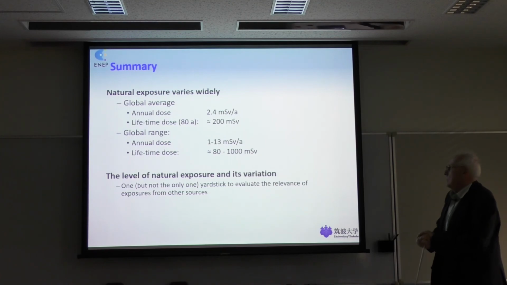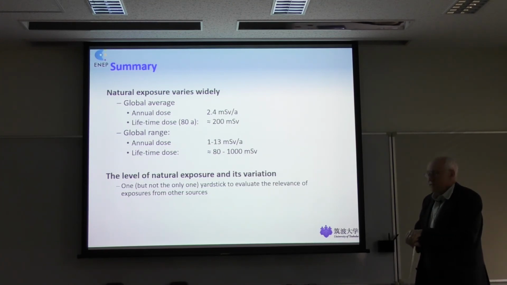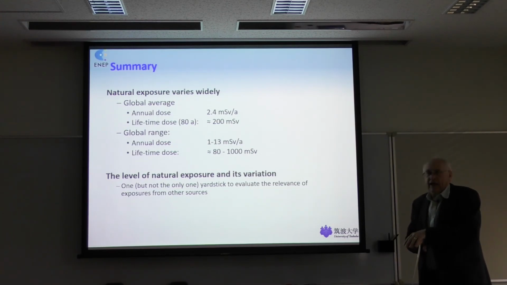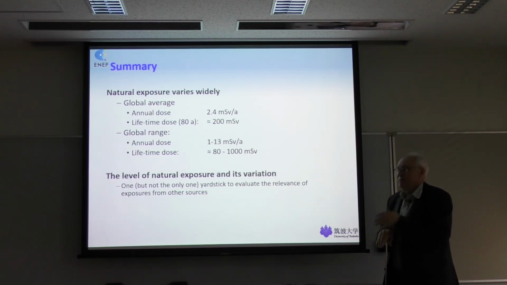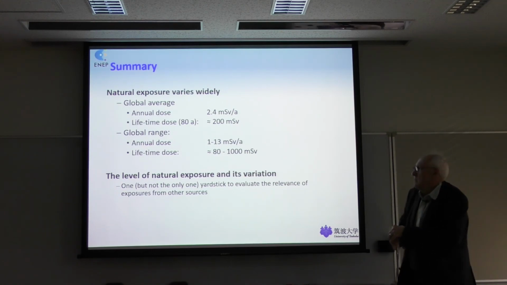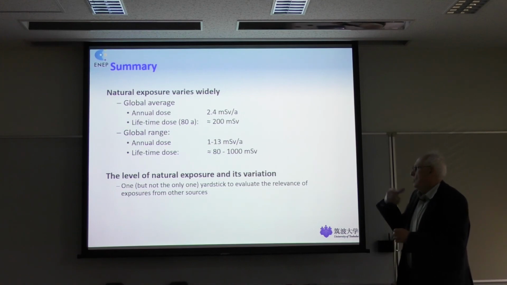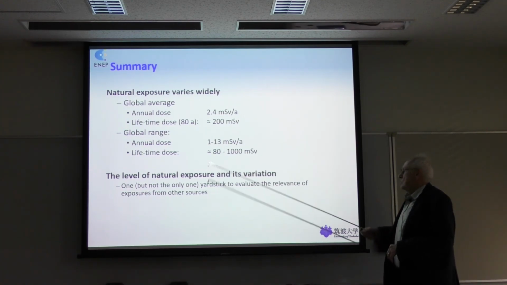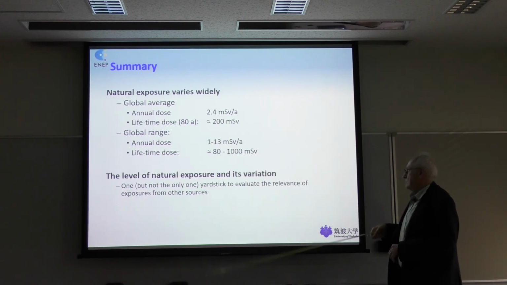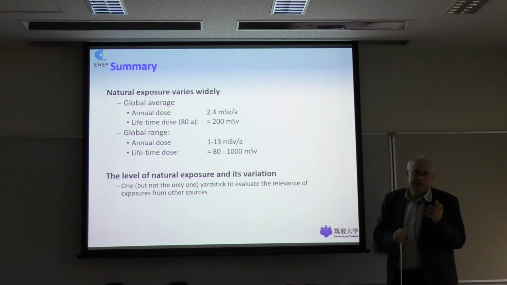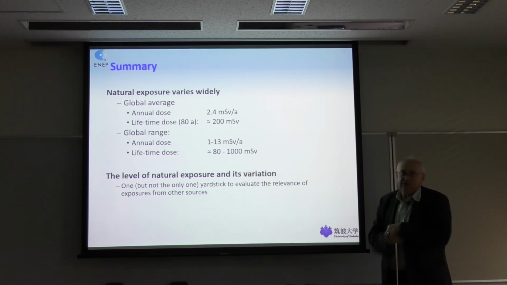So, a short summary. We have seen that the natural exposure varies widely. The global average is about 2.4 millisievert per year. If we go for the lifetime, and we assume a lifetime of about 80 years, though you all know this may vary, we come up to about 200 millisievert per life. The global range of the annual dose is 1 to 13 millisievert per year. The lifetime dose is approximately 80 to 1,000 millisievert.